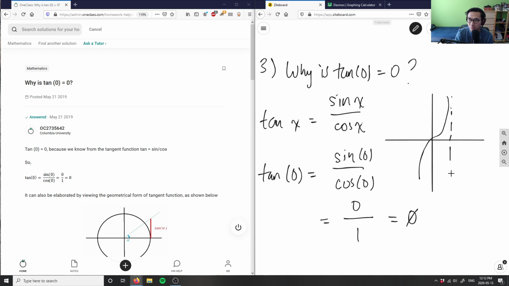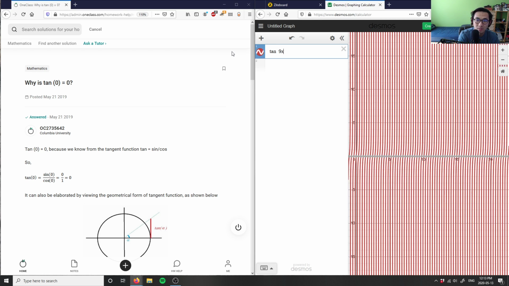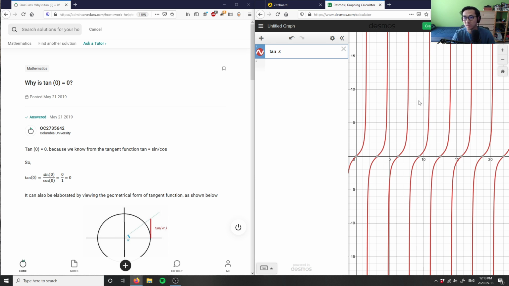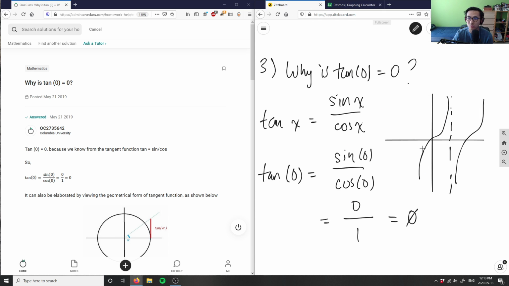And then there's an asymptote here, and then it kind of restarts like that. So let me just graph out tangent x here. It looks something like this. It's kind of like a little wavy function like I drew here.